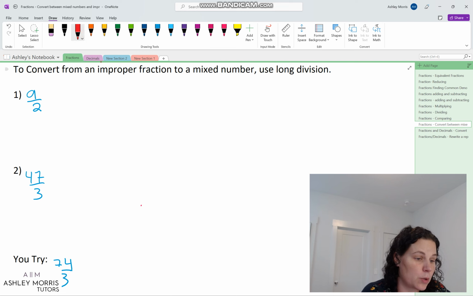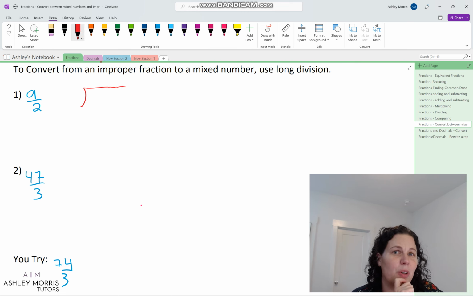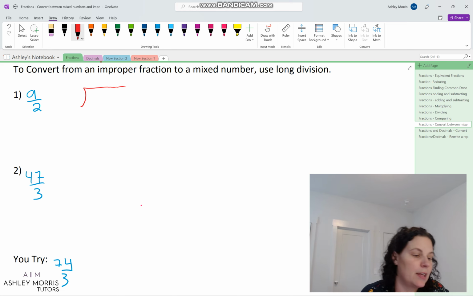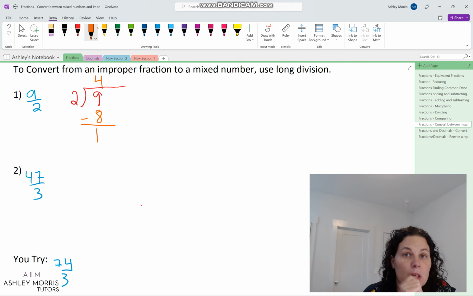And to do these, we're going to do long division. And if you can't remember which number goes on the inside, think about pushing the top off. We're going to push that 9 off, and it's going to fall into the house, and the 2 stays on the outside. So 2 times what gets me close to 9? 2 times 4 is 8, and then we're going to subtract, and we have 1 left over. We're done. We just have to write it in the right format.